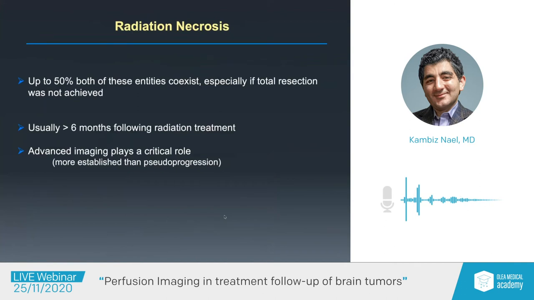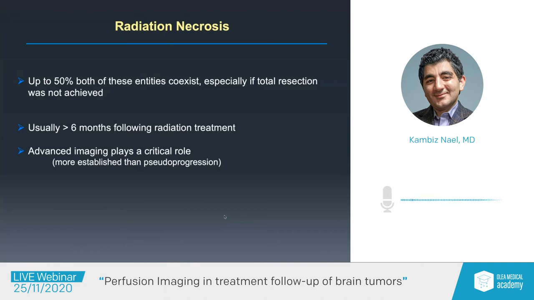So moving to the radiation necrosis topic, again, it can be a diagnostic challenge. It's common, up to 50% of treated patients with glioma may have both a necrotic component in the treatment bed in addition to some residual tumor. So that makes it even more challenging. But really, our job is to identify what is the dominant component of the tumoral bed, whether it's post-treatment changes and necrosis or residual tumor.